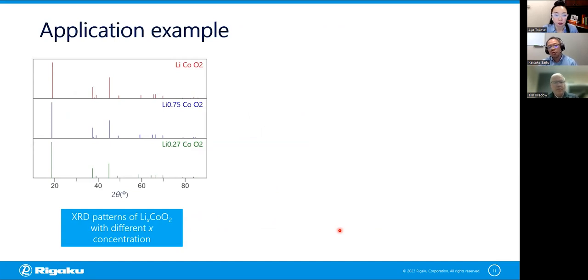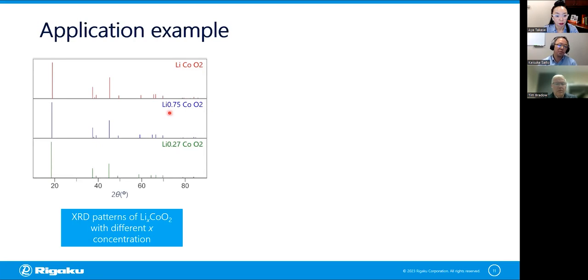This example is showing what kind of information we can extract out of the XRD under operando. This is showing XRD patterns of lithium cobalt oxide with different x, meaning lithium concentration. On the top in the red, this is lithium 1, cobalt 1, oxygen 2. In this structure, the lithium is 100% intercalated or incorporated into the cobalt oxide layer structure. So this state is the fully discharged state.